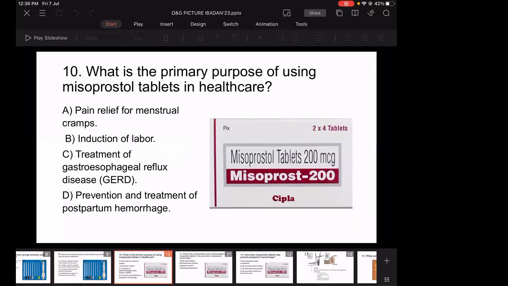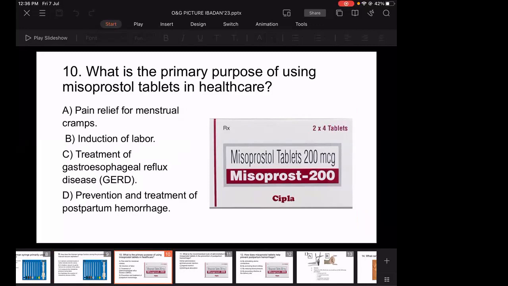Question 10. What is the primary purpose of using misoprostol tablets in healthcare? A, pain relief for menstrual cramps. B, induction of labor. C, treatment of gastroesophageal reflux disease. D, prevention and treatment of postpartum hemorrhage. So which one is the primary purpose?